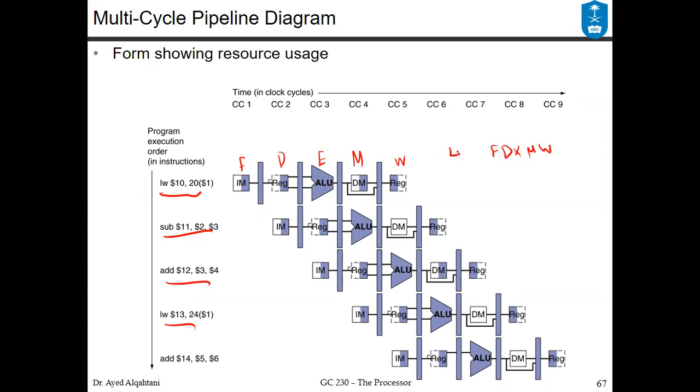This is for the load. Now for the sub, it would be fetch. You start from here, decode, execute, memory, and write back. And quickly you can fill up the multi-cycle pipeline.